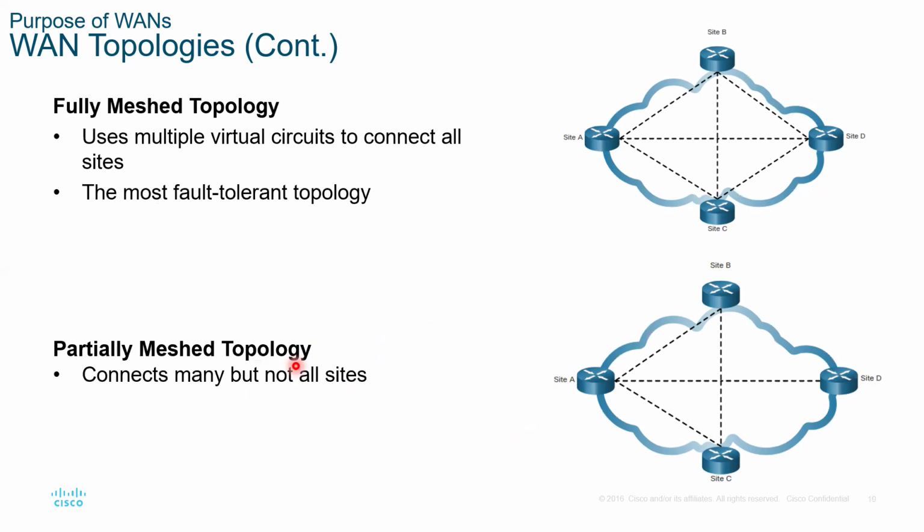These ones, the fully meshed one is the most fault tolerant because every network is connected to every other network, fully meshed. With partially meshed, it's not all the sites that are connected to each other. And I think the huge difference, why I have partially meshed, it's more efficient.